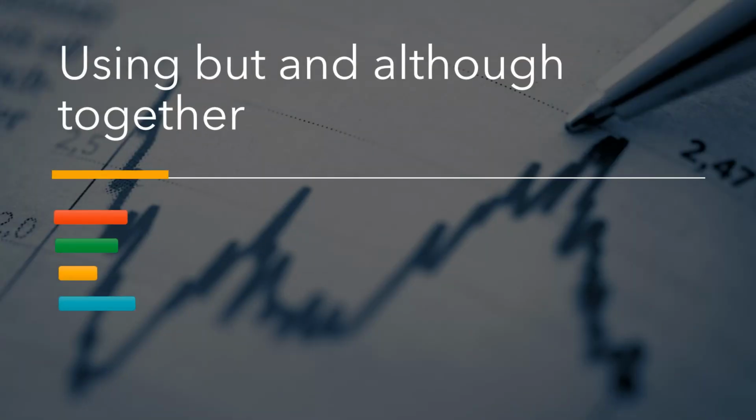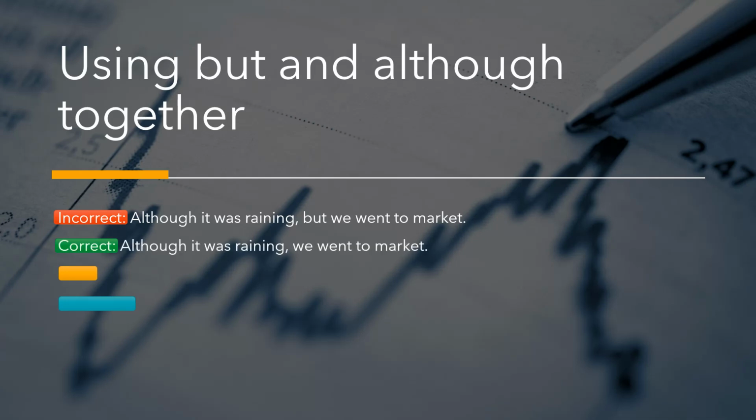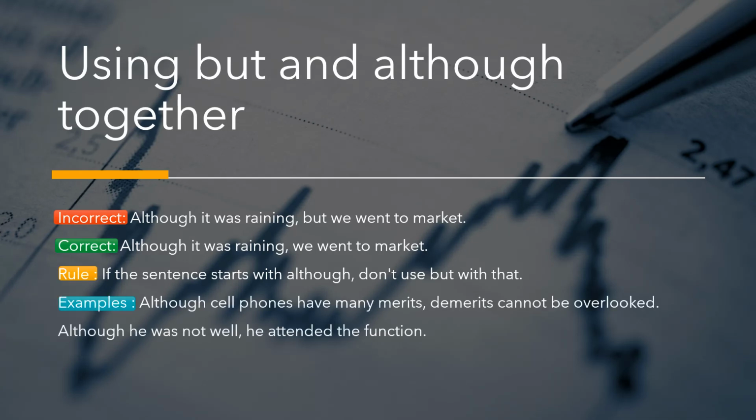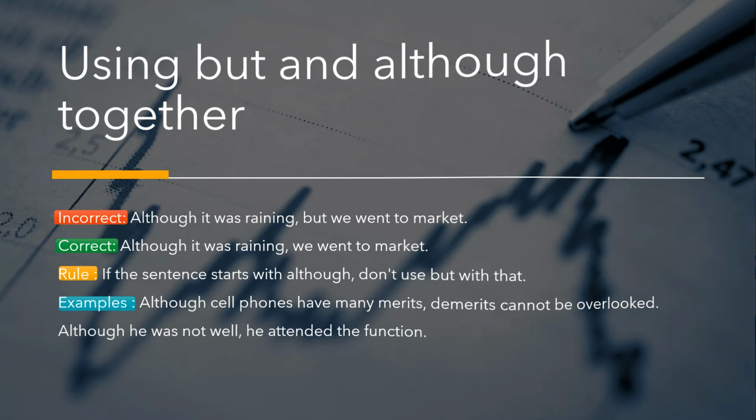Using but and although together. Although it was raining, but we went to the market. Although it was raining, we went to market. True. If the sentence starts with although, do not use but with that. Although cell phones have many merits, demerits cannot be overlooked. Although he was not well, he attended the function.